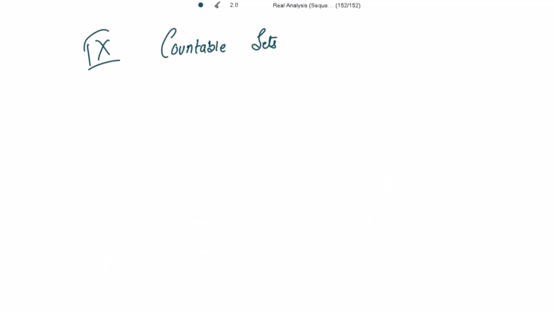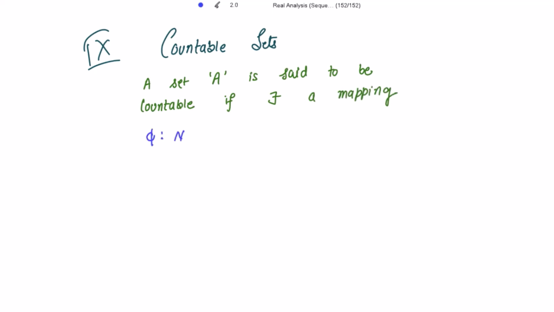Then are the countable sets. A set A is said to be countable if there exists a mapping phi from the set of natural numbers to the set A such that phi is 1-1 and onto. It should be both 1-1 and onto. Or in other words, if there is a 1-to-1 correspondence between N and A, then A is said to be a countable set.